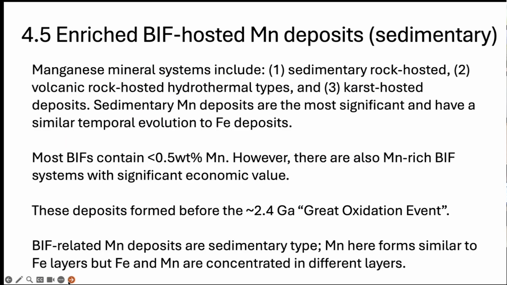So that's bauxite. Any questions about bauxite before we move on? Aluminum ores.